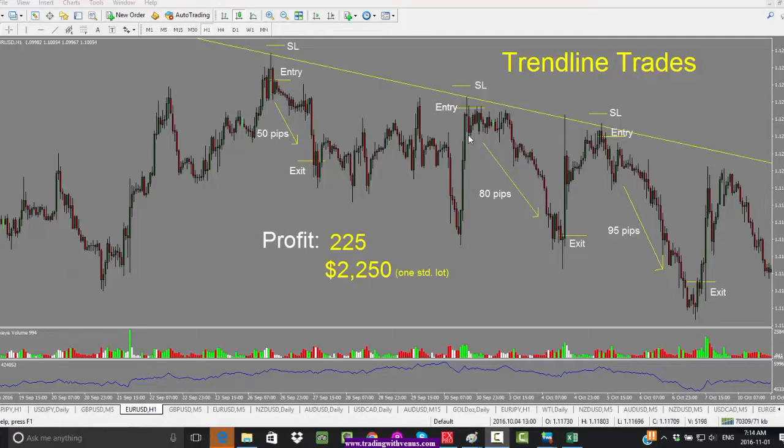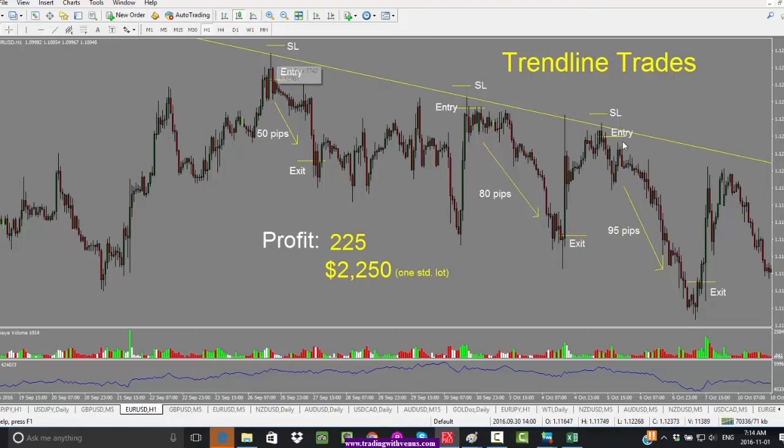Here we are looking at trendline trades. This is the Euro US dollar 1 hour chart. We have our trend line drawn here. As you can see, the price is moving lower, and each time the price goes into this trend line, we have a reaction to it. So the trend line is coming from back there.